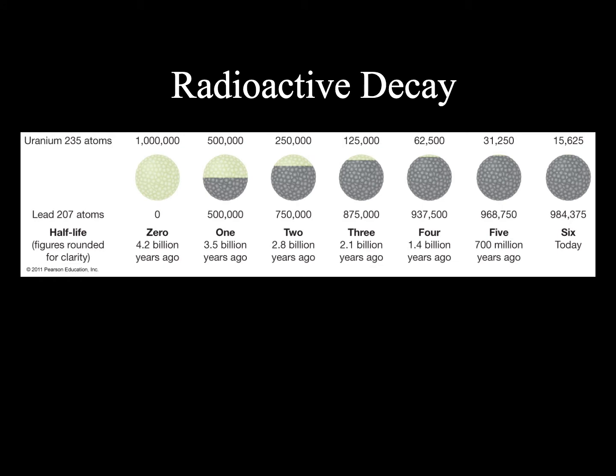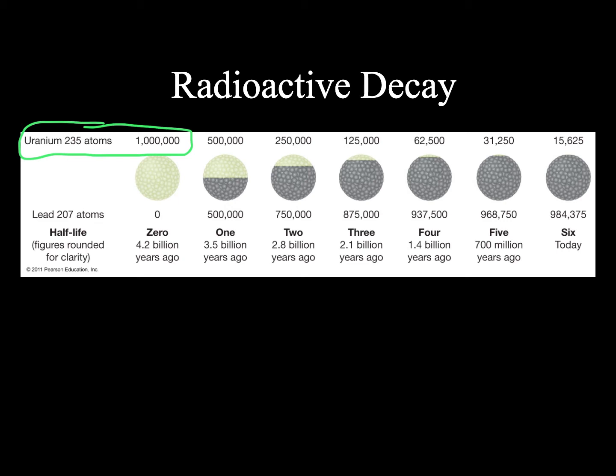Here's how it works. Take a look at the image. Imagine that 4.2 billion years ago, there was a sample of uranium-235 that contained 1 million atoms. The half-life of U-235 is 700 million years. So 3.5 billion years ago, or 700 million years later, only half of the original uranium atoms remained. The rest had been converted to lead-207. Another 700 million years later, or 2.8 billion years ago, that number was halved again. This process continues until no atoms of the original sample remain.